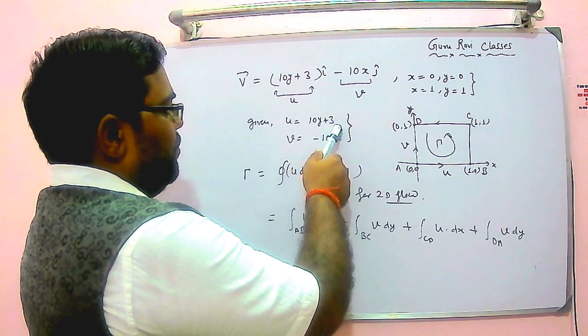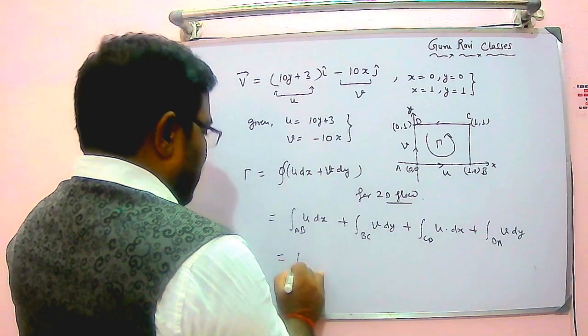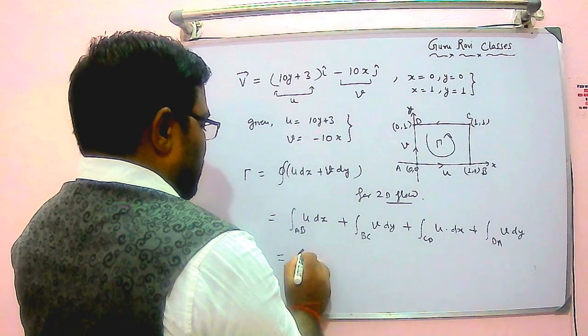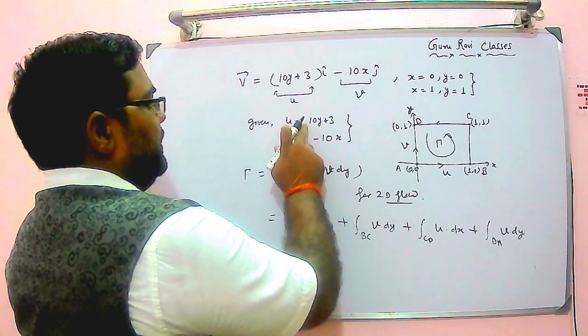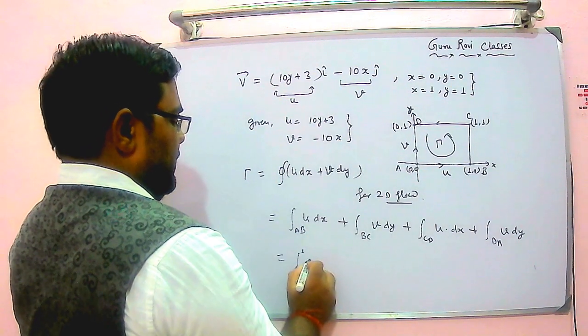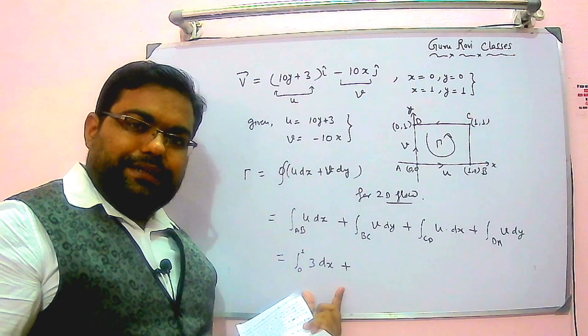That means u is equal to only 3, which I am getting. So I can say here, the limit for x is 0 to 1. So 0 to 1, and the u value is only 3 because y is 0 here, right? So 3 dx. This is the first term which I can write.